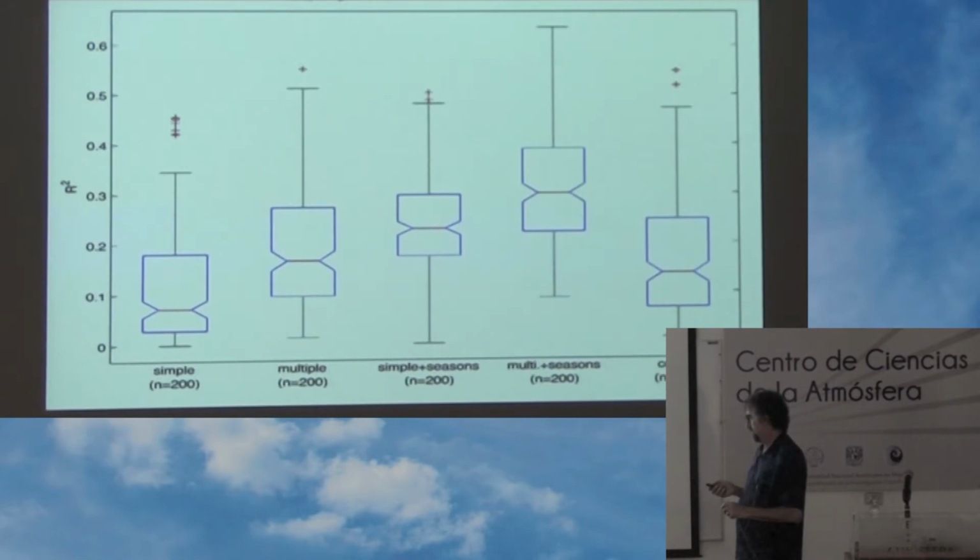Okay, an R-squared value of 0.3 corresponds to a correlation coefficient between 0.5 and 0.6.